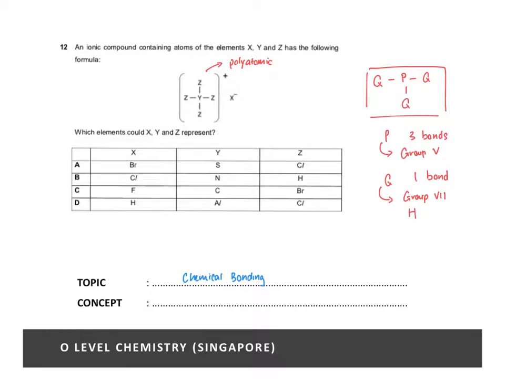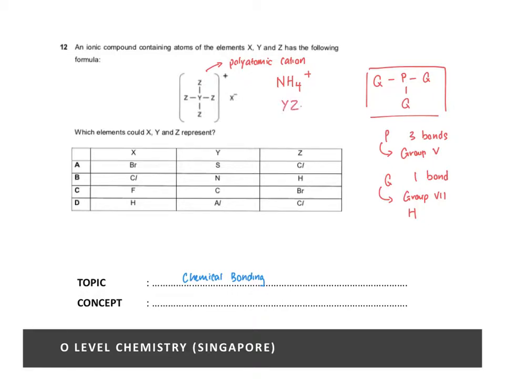Alright, but the very straightforward way of solving this question is this. If you look at the structure, there seems to be a polyatomic cation. Cation meaning a positively charged ion that's polyatomic. If you think about the polyatomic ions in your syllabus, there's only one polyatomic cation, which is NH4+, ammonium ion.